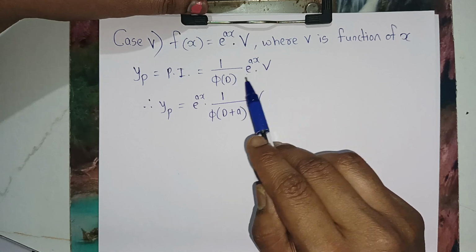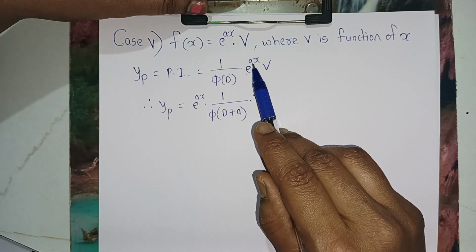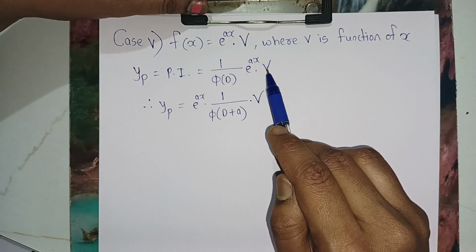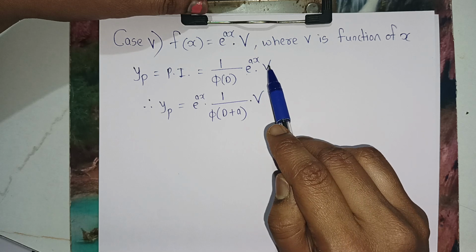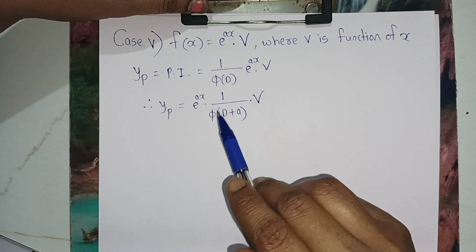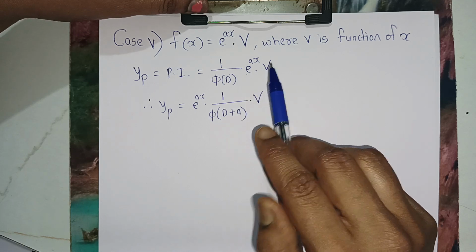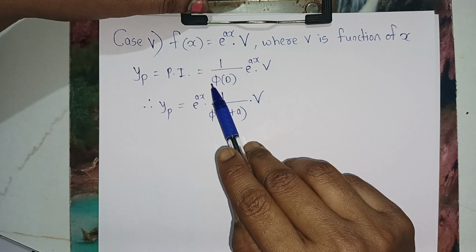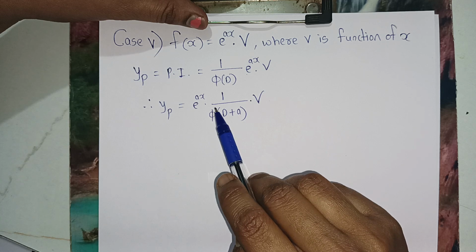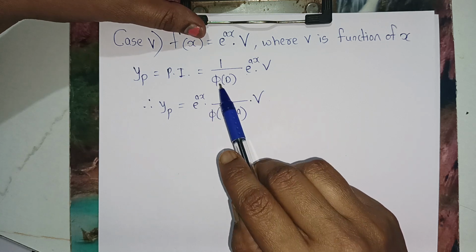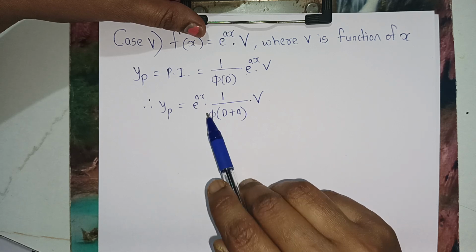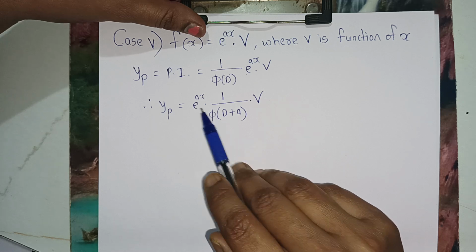The problem is we have a shortcut case for e raised to ax, or we have a general method to find yp for this v separately. But what about the product? The product is very difficult to integrate by using the general method. So we have to take this exponential outside the inverse differential operator. How can we do that? We can use this case: replace D by D plus a and take e raised to ax outside the inverse differential operator. Simultaneously you have to do both things.